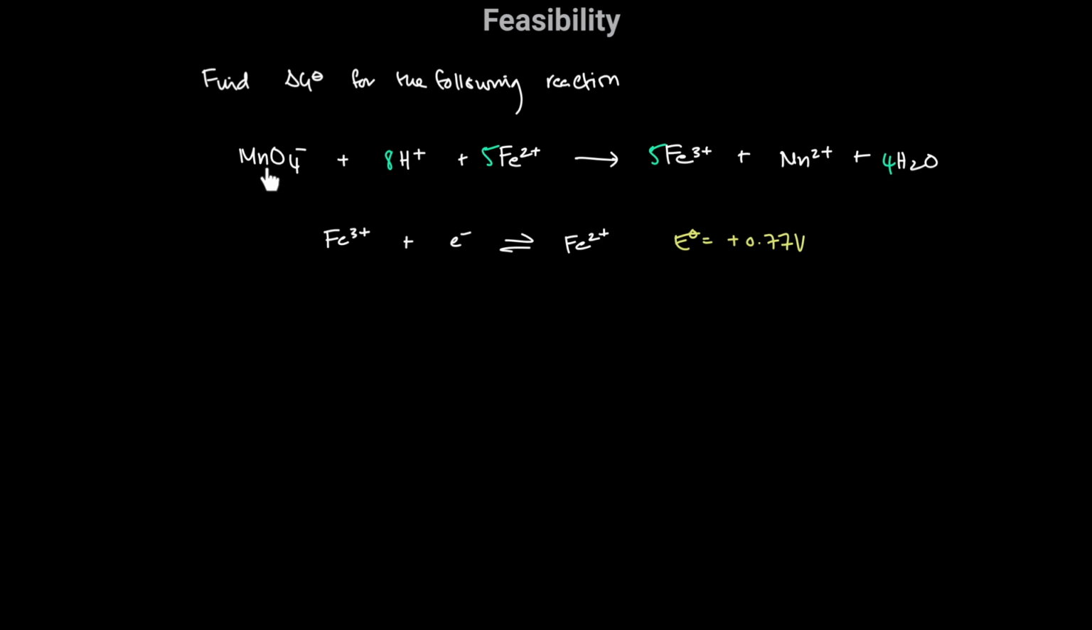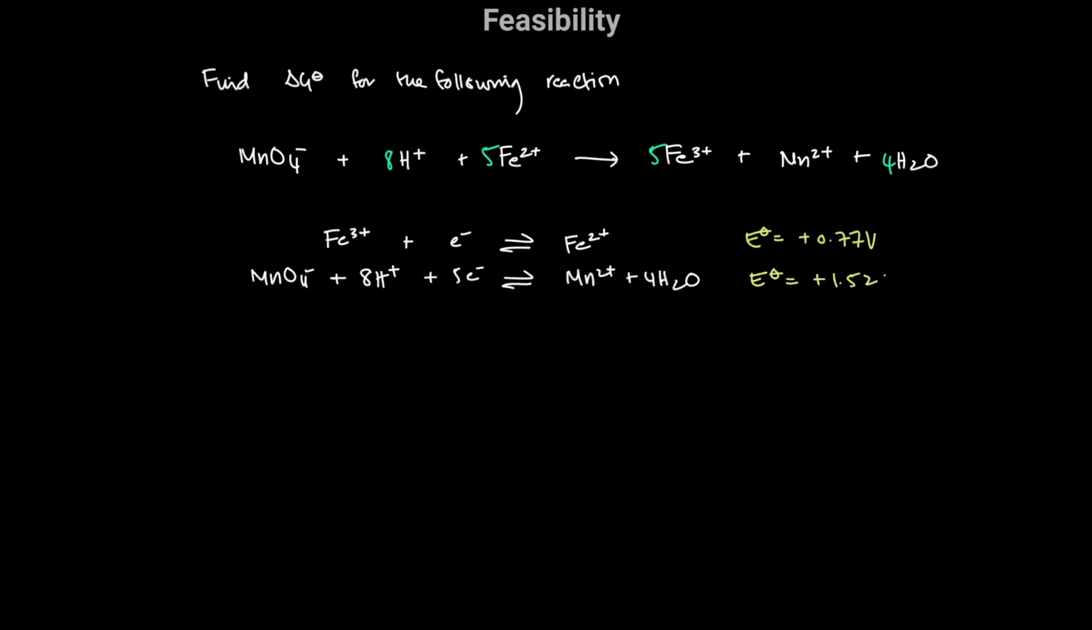The other half cell is an acidified manganate and Mn2 plus half cell. So again, from the data booklet, we have MnO4 minus plus 8H plus plus 5 electrons giving us Mn2 plus plus 4H2O. And from the data booklet, the standard reduction potential for this half cell is positive 1.52 volts.